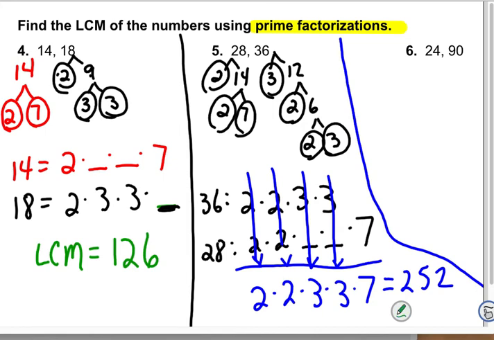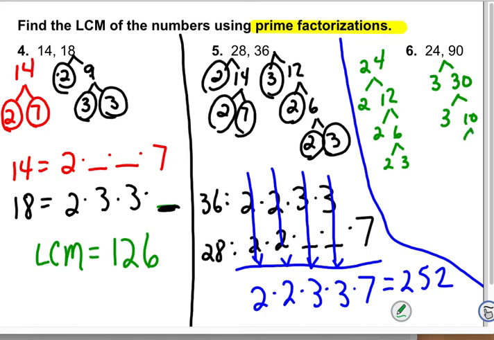We're going to do one more. Let's factor 24. Let's get the factors. 2 and 12, 2 and 6, 2 and 3. Do you agree? Okay? 90 is going to factor out to be 3 and 30, 3 and 10, 2 and 5. Do we agree with that? These are all primes. Does everybody agree with me? Yes. Now, we're talking party.